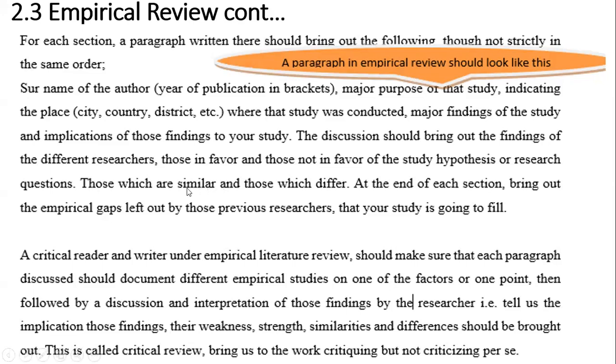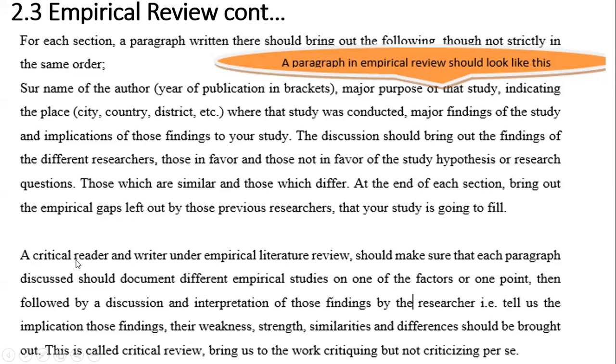So that's why we said the findings which are similar and those which are different. This must be a critical review. That is when you can bring out the gaps left, and therefore what your study is going to fill.